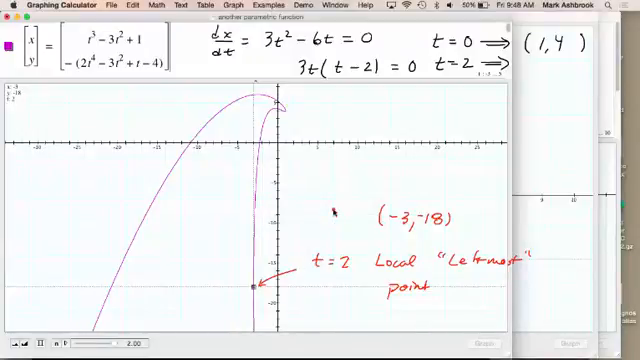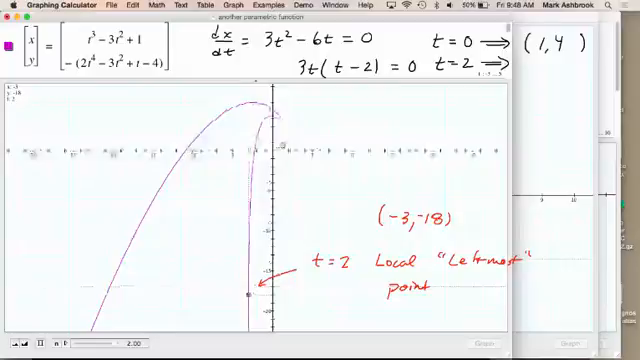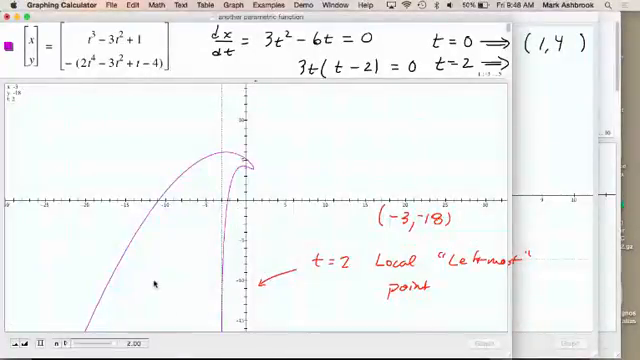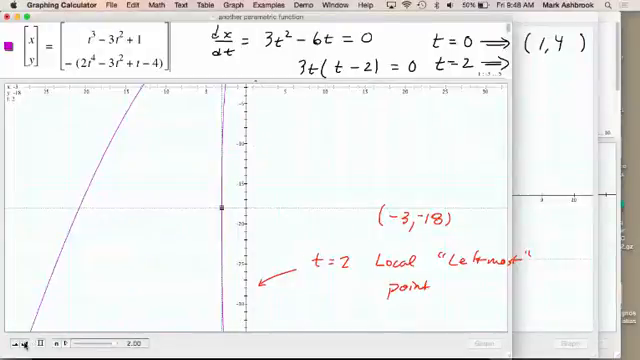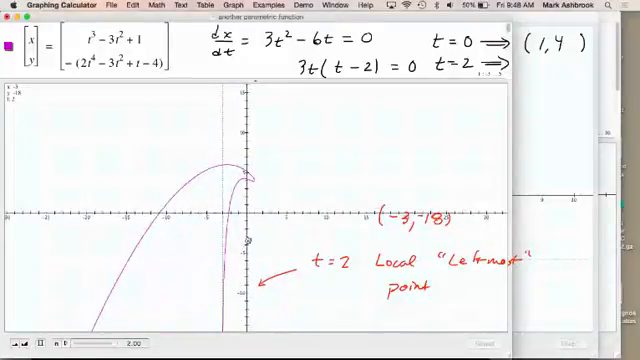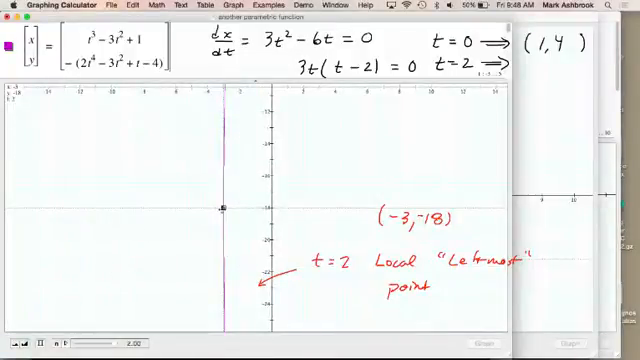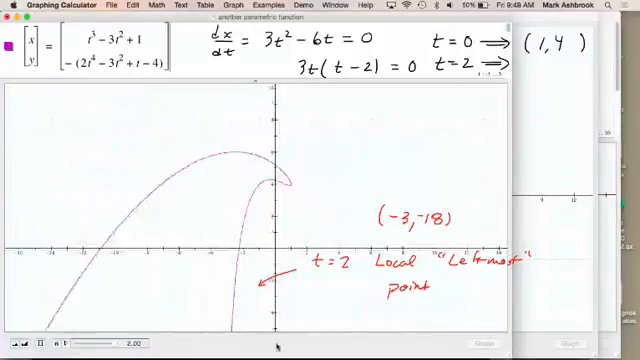Okay, so I want to find the local max and local min of this curve. How would we do it, and how many do you expect? How do I find local max and local min on this thing? How many would you expect?